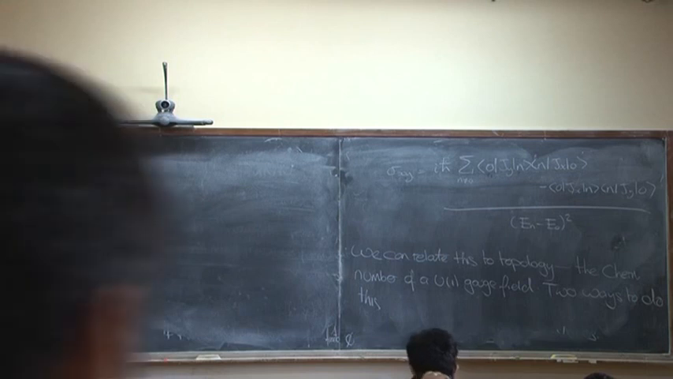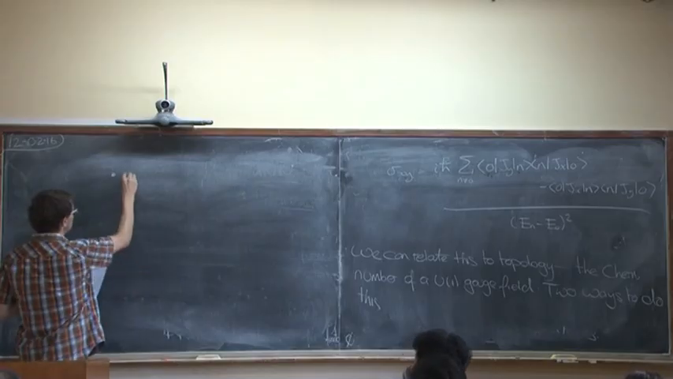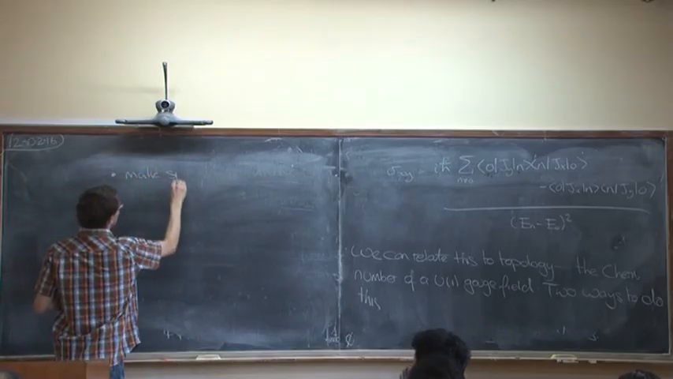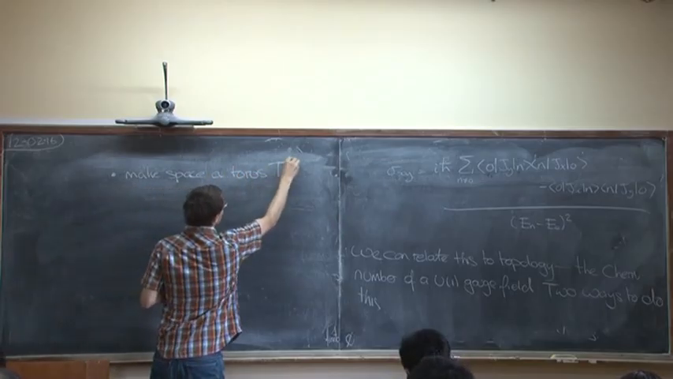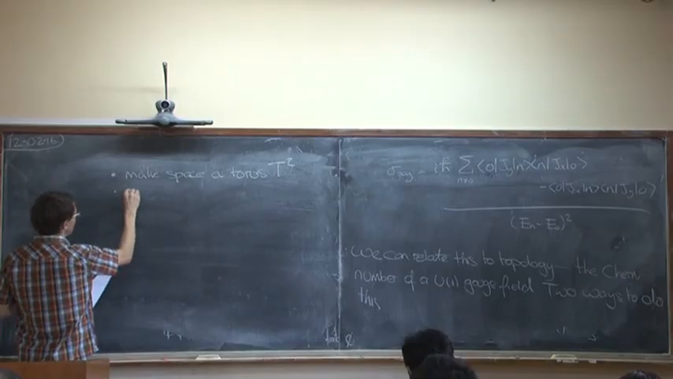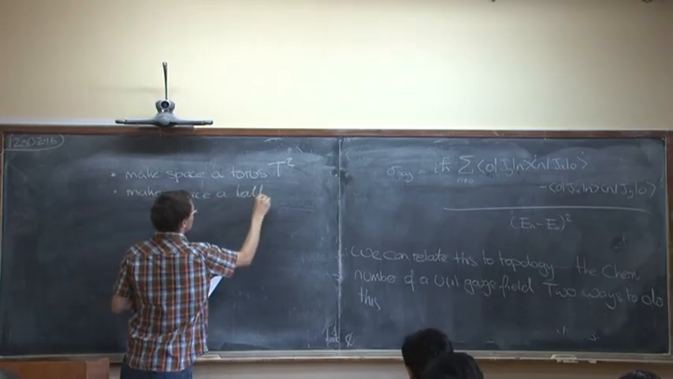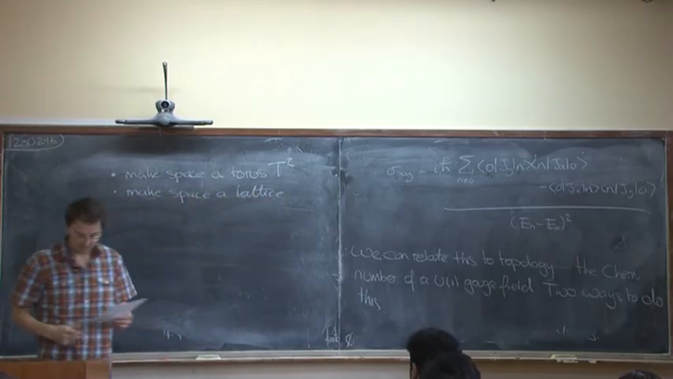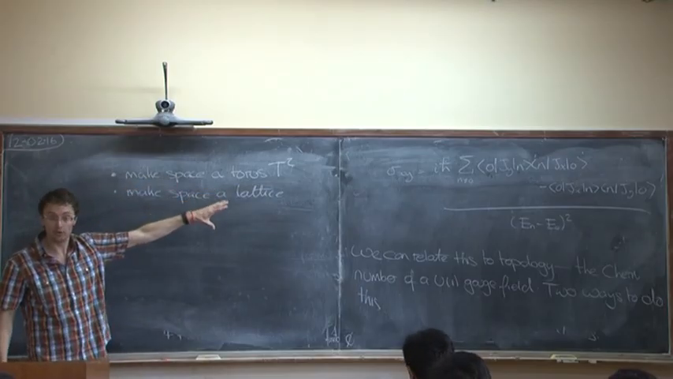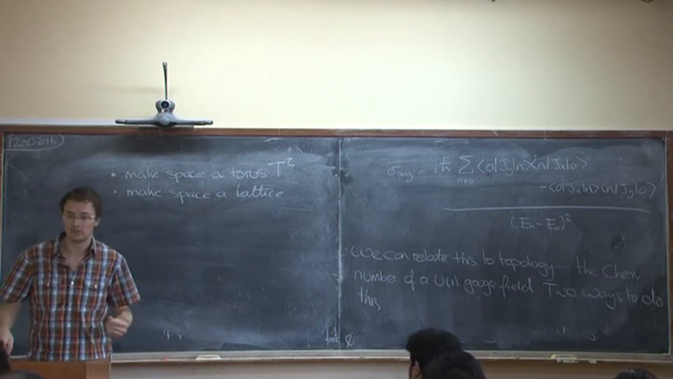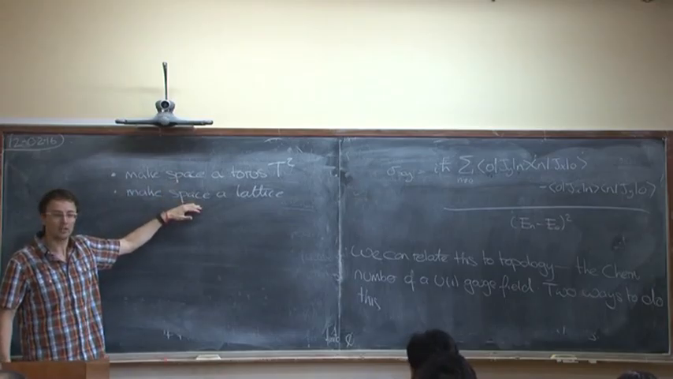Okay, so what are the two different calculations we can do? Both of them involve a change of the geometry of space. The first one is you can make space a torus. And the second one is you make space a lattice. In both these cases, there's a way to relate the Kubo formula for the conductivity to something beautiful in topology. Both of them are in the printed notes, but I'm actually just going to do the second one in these lectures.